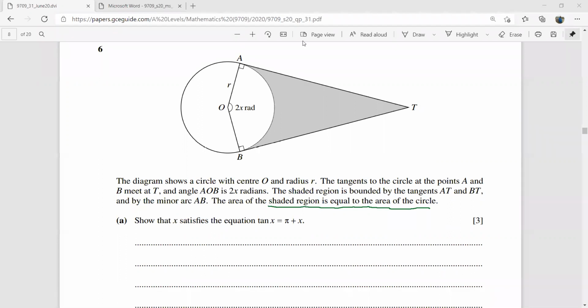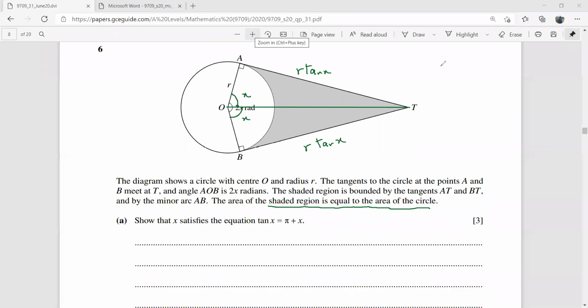Acha. Now the shaded region is basically inside this kite. We don't have a direct formula to find the area of a kite, but we can divide this into two congruent triangles. So you can see that this angle is now going to be x, and this is also going to be x, and you can write this side as r tan x using your trigonometrical skills. Okay, this is r tan x.